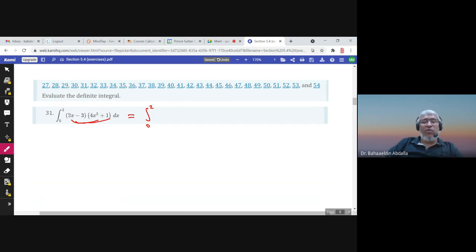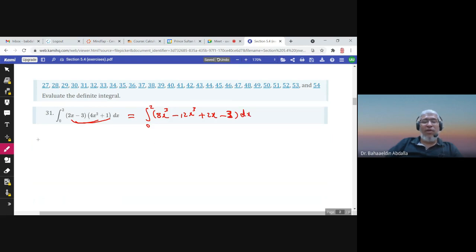So 2x times 4x squared is 8x cubed. 2x times 1 is 2x. Let me do negative 3 times 4x squared first, so I'll have negative 12x squared. To write them in order, 2x plus 1 is 2x, and negative 3 times 1 is negative 3. So when we expand, we get these 4 terms, dx.